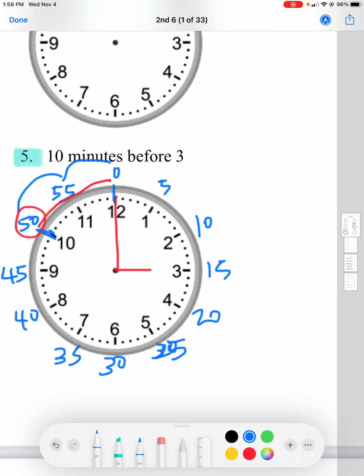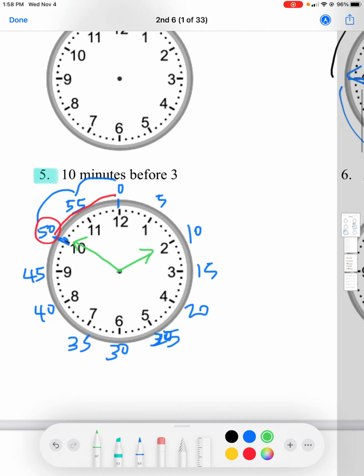So we're going to have the minute hand. Let's use green here. So this is the minute hand. I'll erase this. The minute hand will be pointing at the 50. And because it's 10 minutes before 3, it hasn't passed 3 yet, so it's still going to be 2.